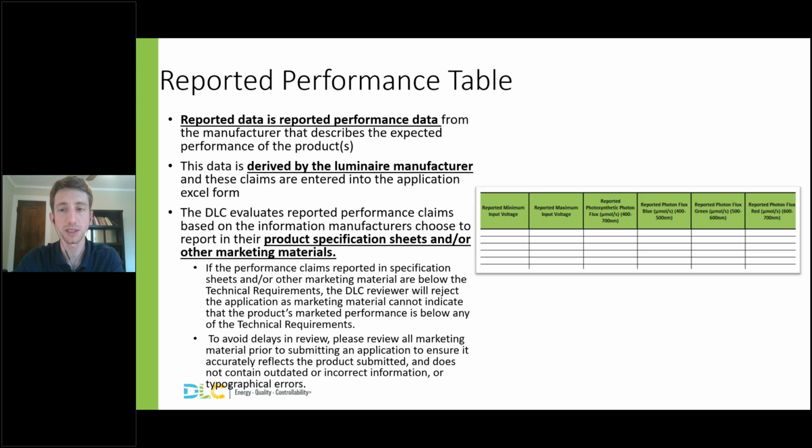And while the DLC doesn't dictate how that reported data is calculated, this data will be compared against the tested products, any product specifications, specification sheets, and marketing material if provided. Additionally, during the review, the specification sheet and marketing material will be reviewed to confirm that all of the performance claims on those documents meet the minimum requirements of the Horticultural version 2.0 technical requirements. If there are some claims of models not meeting the technical requirements, those documents will need to be revised.